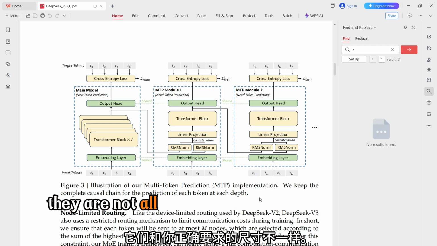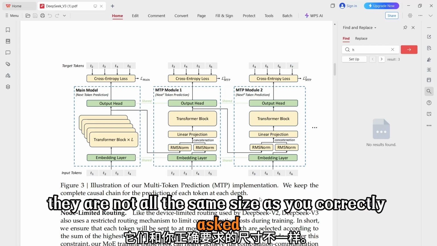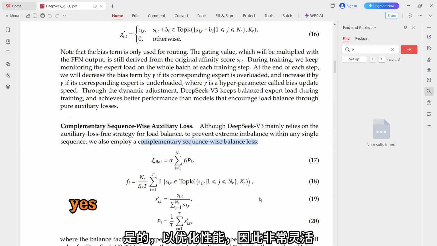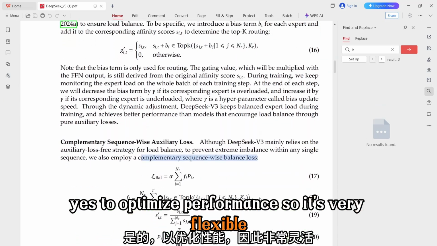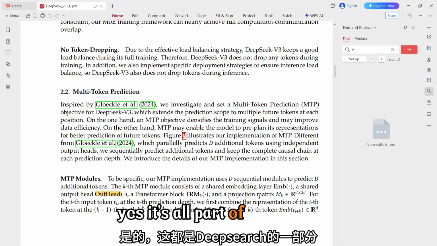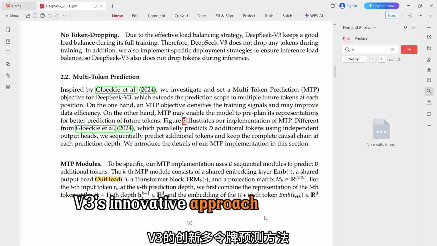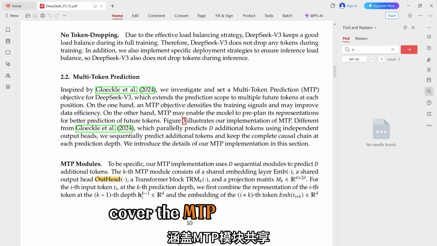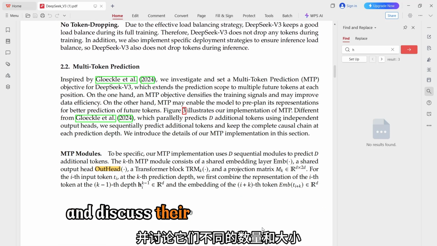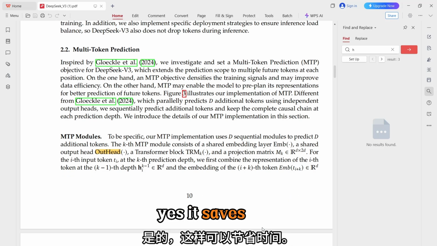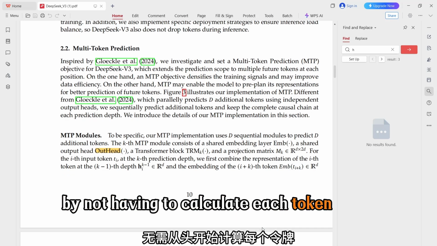But yeah, they are not all the same size, as you correctly asked. So the transformer block sizes in the MTP modules can vary. Yes, to optimize performance, so it's very flexible. And this flexibility contributes to the efficiency, as we've been talking about. Yes, it's all part of DeepSeek V3's innovative approach to multi-token prediction. Okay, so now we have covered the MTP module sharing, and discussed their varying number and size. Okay, so it generates text more quickly. Yes, it saves time by not having to calculate each token from scratch.